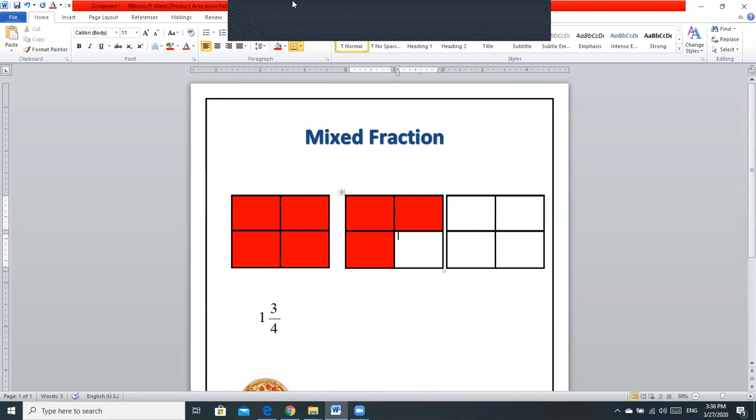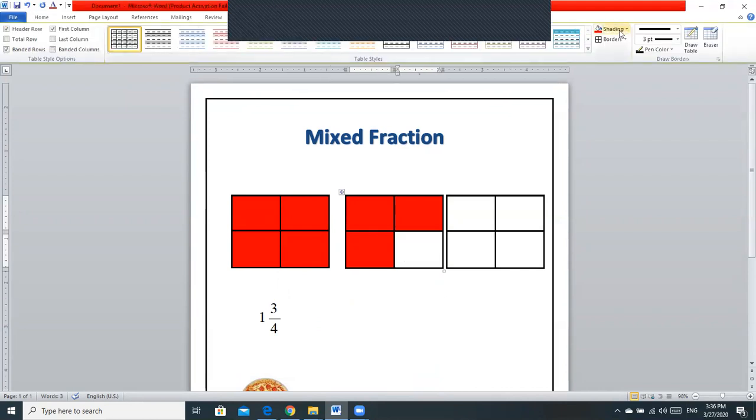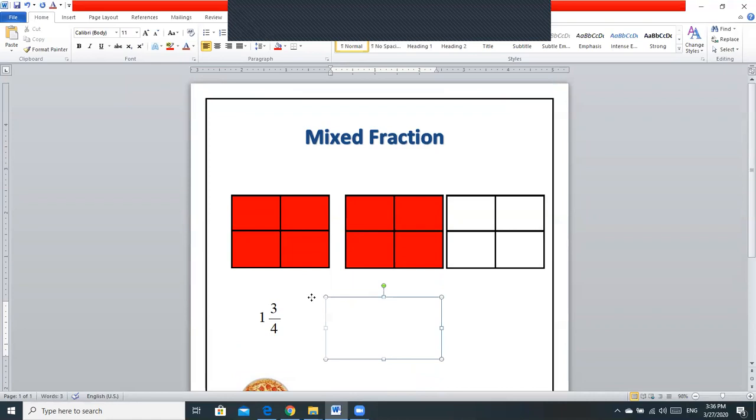Okay, I want to eat more, so I eat another part. Now how many bars of chocolate do I eat? I eat 2 whole bars of chocolate. Is there any fraction? No, I eat only 2 whole bars of chocolate. So there's no fraction, because we say a fraction is a part of the whole.